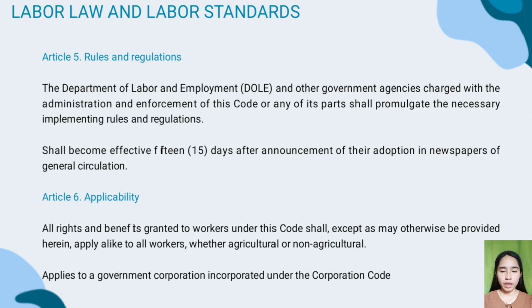Under Article 5, rules and regulations of the labor law are being implemented by the Department of Labor and Employment or DOLE and other government agencies charged with the administration and enforcement of this code, or any of its parts shall promulgate the necessary implementing rules and regulation. And such rules and regulations shall become effective 15 days after announcement of their adoption in newspaper of general circulation.